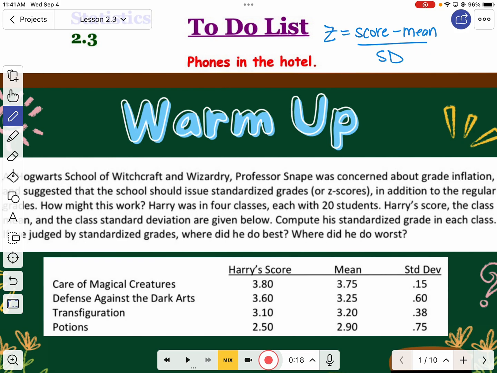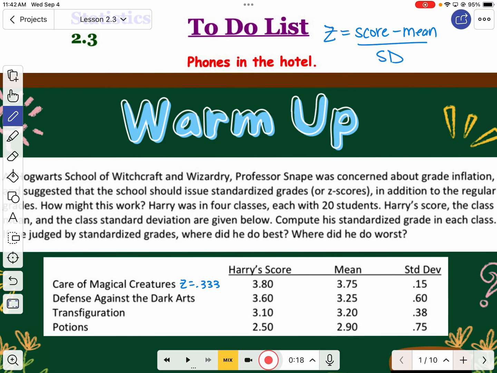So we'll take Harry's score, 3.8, minus the mean, 3.75, divided by 0.15. His first z-score was 0.333. Let's take 3 decimal places. Now, what does that z-score mean? Is he above the mean or below the mean? He's above, and he's only 0.333 standard deviations above the mean. So it's all about standard deviation.